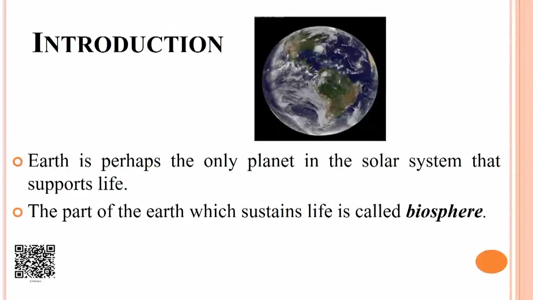So first we will talk about the introduction. We all know Earth is the only planet in our solar system that supports life, and life first originated on Earth. This part of the Earth which sustains life is called the biosphere. Learners, if you look at the Earth from a distance, the different color patches represent the large ecosystems or biomes.